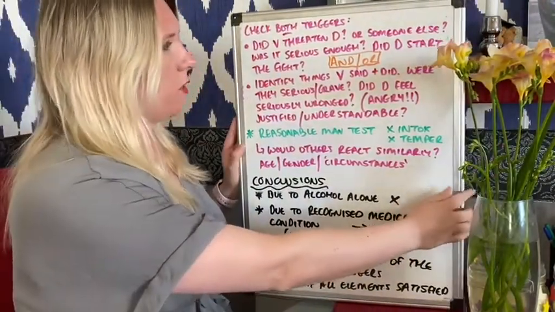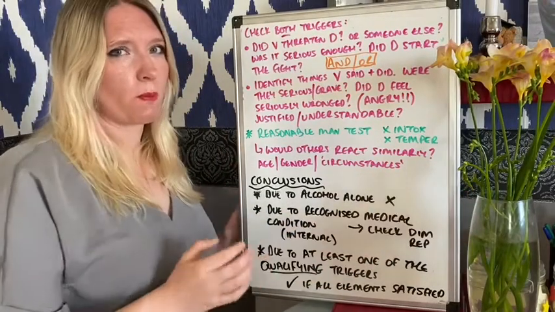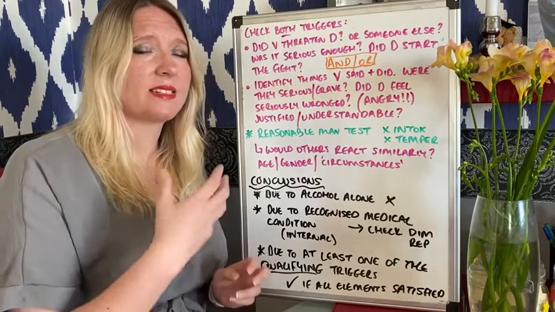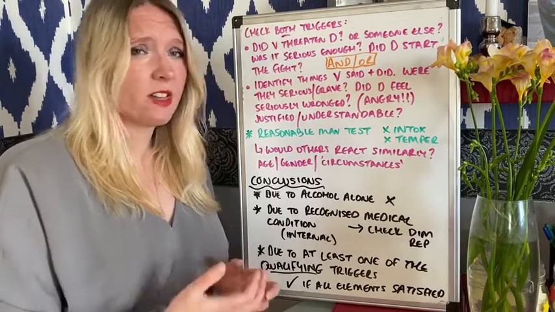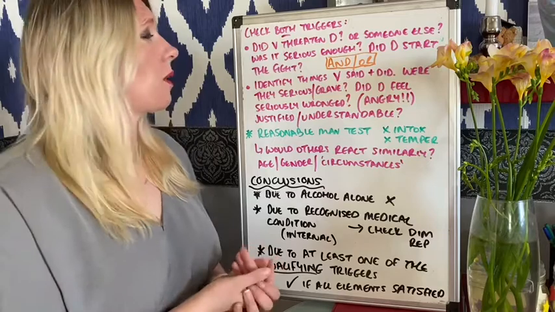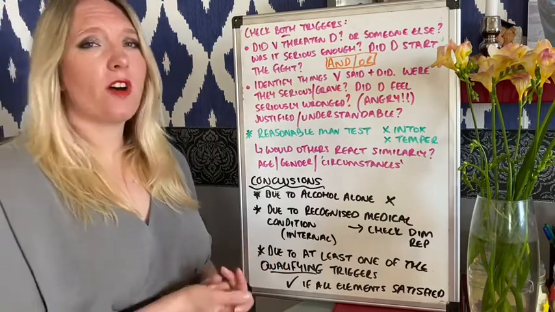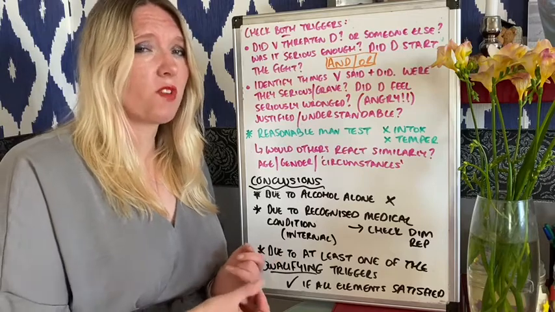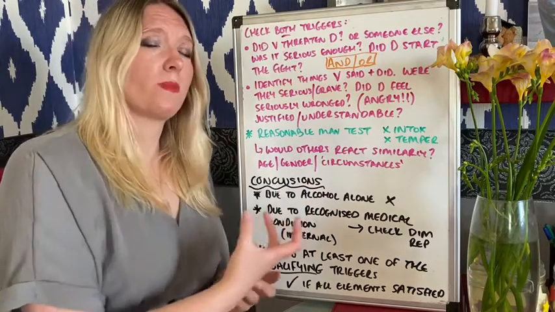All right, so you need to go through both triggers in the exam. You will still get credit for clearly saying one of them doesn't apply, just as much as you will say they do. So check that first qualifying trigger. Remember, the defendant must have feared serious violence from the victim to themselves or another person.